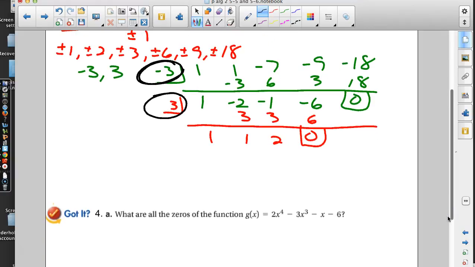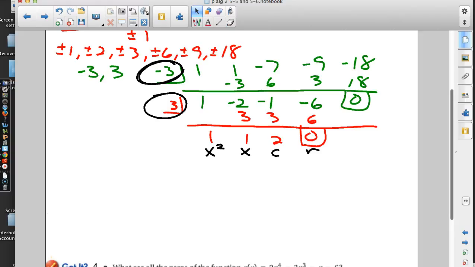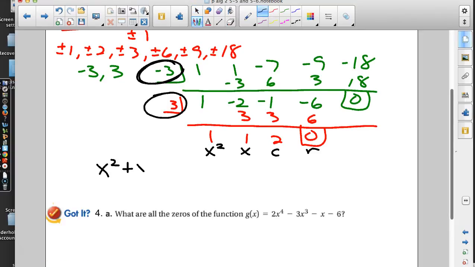Well, remainder, constant, x squared. So that's going to be 1x squared plus x plus 2 equals 0.